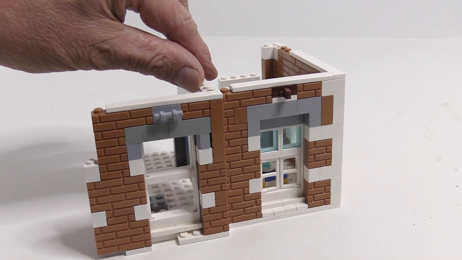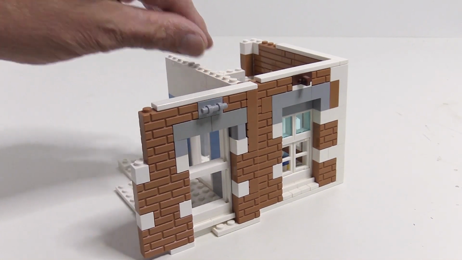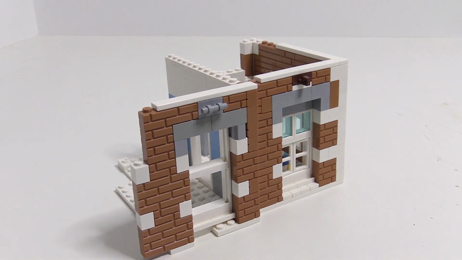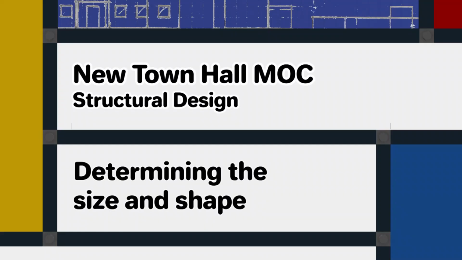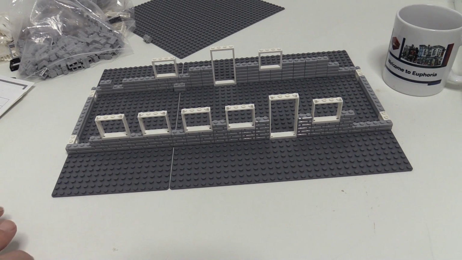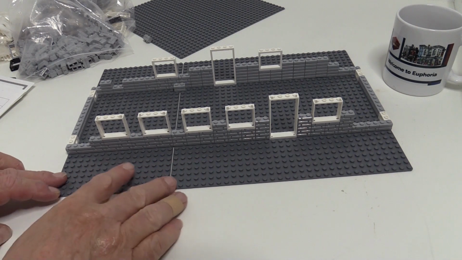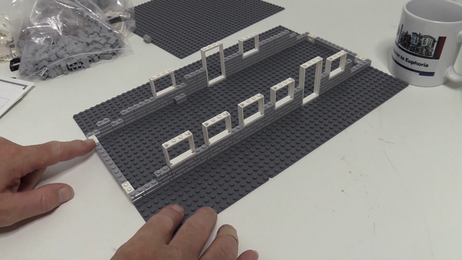So now let's make a start on the structural design for this MOC. First, we're going to look at the size and shape of the building. That should give me a footprint of the building and the position of the main features. We saw in the outline design that I want this MOC to be a straight modular building.